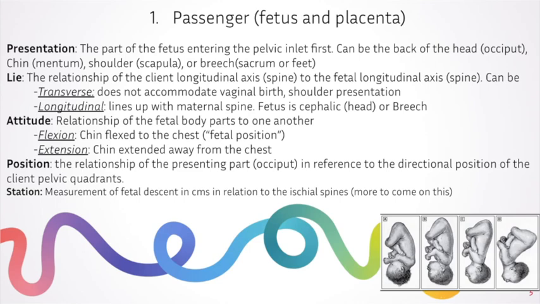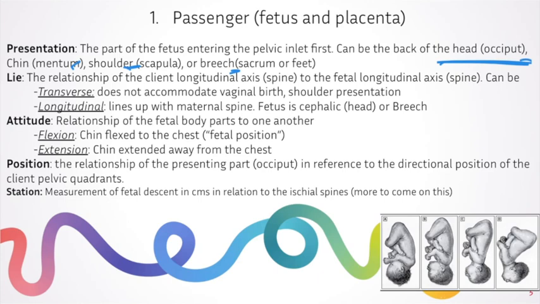So basically, the presentation is the part of the fetus that's entering the pelvis first. Ideally, in a perfect world, it is the back of the head, which is the occiput. All right. Now, babies sometimes can come chin first or shoulder first or breech, which is butt first or feet first, right? But in a perfect world, babies come out head first. That's how they fit. Anything else, they're probably going to have a C-section.